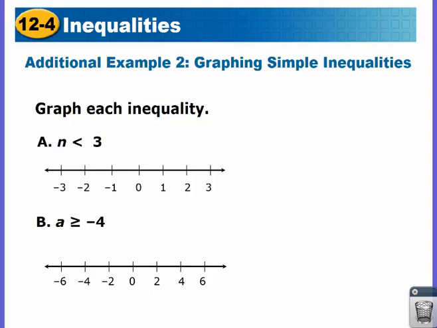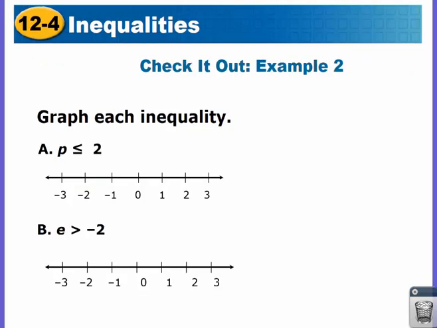Okay, so this one says I need to graph n is less than 3. Okay, so since it says less than 3, I'm going to put an open circle on 3 because it doesn't include 3. And I'm going to shade to the left because it is less than 3, including all the way to the arrow. Now for B, this one says I need A is greater than or equal to -4. Well, because it says equal to -4, I'm going to put a closed circle and I'm going to shade to the right because I need all values that are greater than -4. So let me have you do a couple by yourself. Pause the video and answer these two questions.